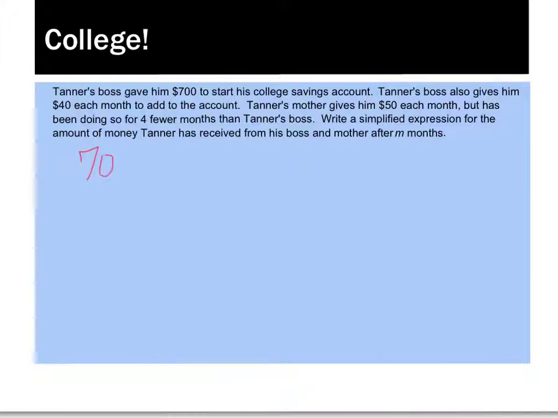So we're starting off with $700. Plus, his boss gives him $40 each month to add to the account. So that would be 40M. And then Tanner's mother gives him $50 each month, so we're going to be adding that, but she's been doing so for 4 fewer months than Tanner's boss. So we would have 50, but instead of 50 times M, it's going to be M minus 4, because it's 4 fewer months.